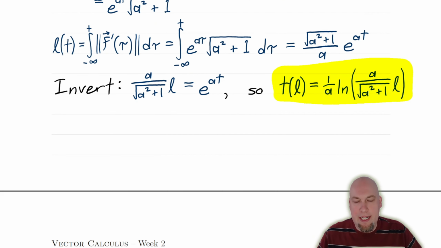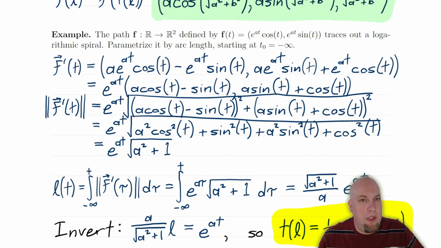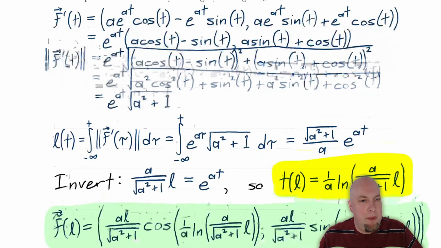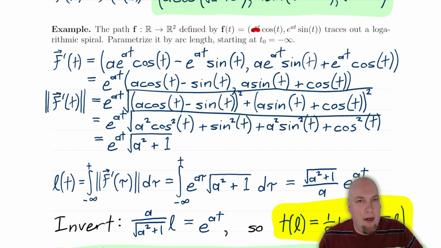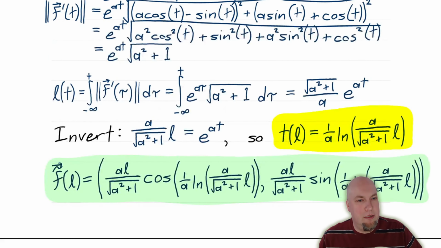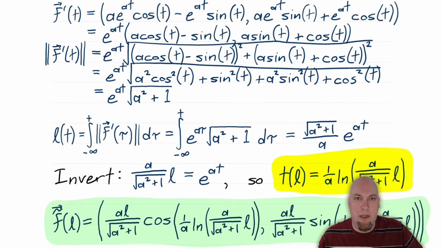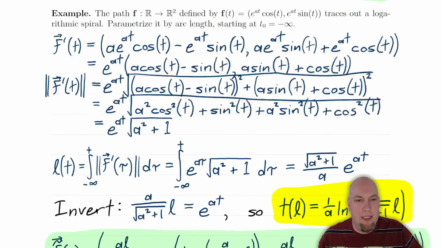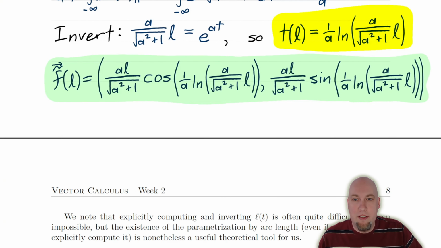And when I do that, after simplifying just a tiny little bit, because for example, e to the at, if I apply that to this, the divided by a cancels out the a up there, and then the e to something gets canceled out by the ln. So this chunk here, this aL over square root of chunk, that's the e to the at. It's just been simplified a little bit. That's all I'm doing. I'm replacing every single t in this formula by this formula. And now everything is in terms of L, and that's my parametrization by arc length.